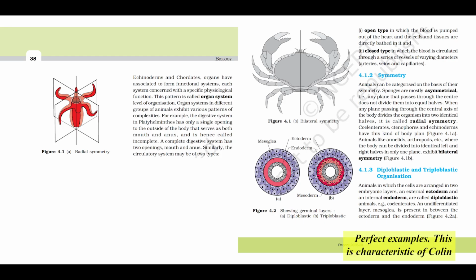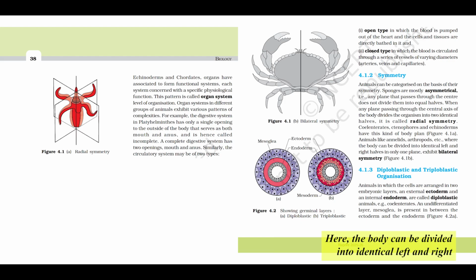Perfect examples. This is characteristic of coelenterates like jellyfish, Ctenophores, or comb jellies, and importantly, adult echinoderms, think starfish. This symmetry is often associated with sessile or slow-moving aquatic lifestyles. It allows them to sense stimuli or food coming from all directions equally. No need for a defined front or back if you're just sitting there or drifting. Precisely. And finally, we have bilateral symmetry.